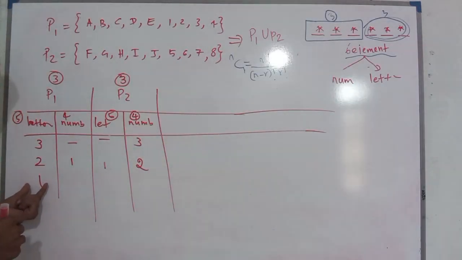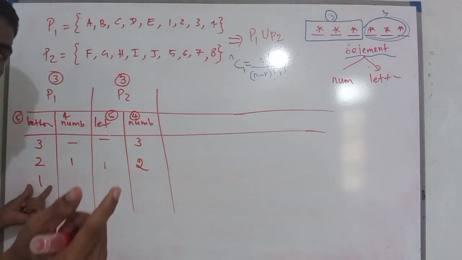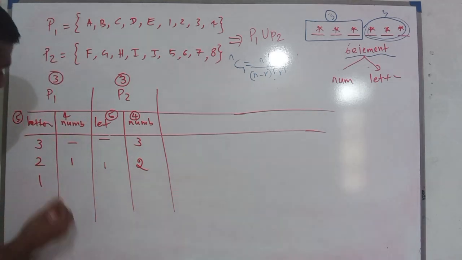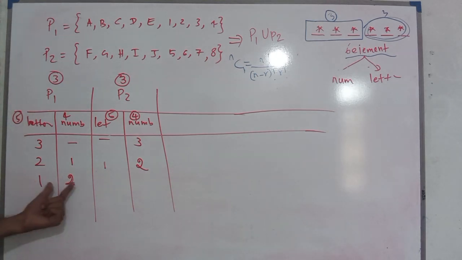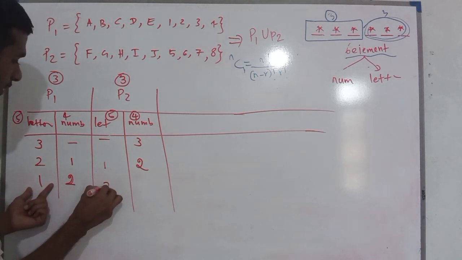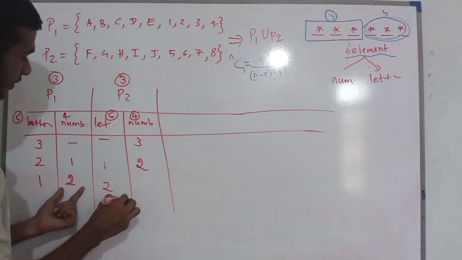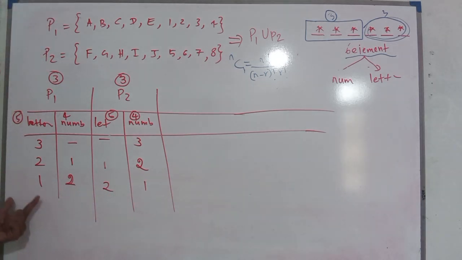Now, if we select one letter, but we have to select three elements from P1, so we can select two numbers. Now we have selected one letter, so we have to select two more letters. And we have selected two numbers, we can select one number. Now we don't select any letters from P1, so we take 0.